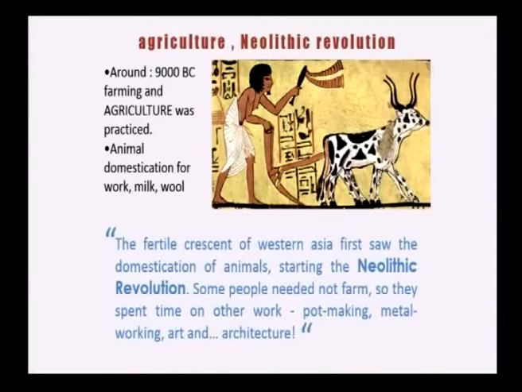Not everyone used to farm. Some people who were not farming involved themselves in other activities such as pot making, metalwork, art and architecture. This gradual transition from wild harvesting to deliberate cultivation happened simultaneously in several parts of the world. Agriculture allowed for support of larger population, thus creating larger societies and evolution of cities.